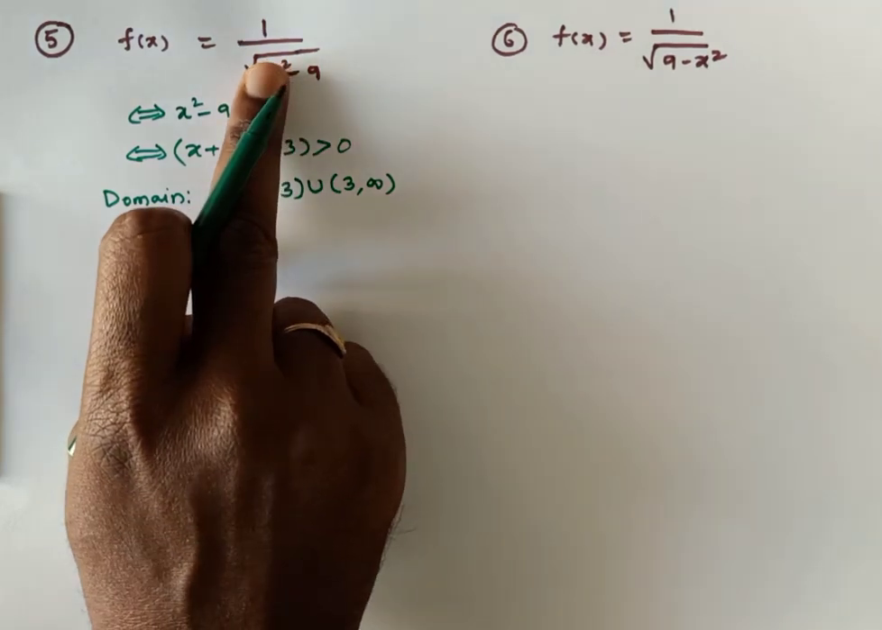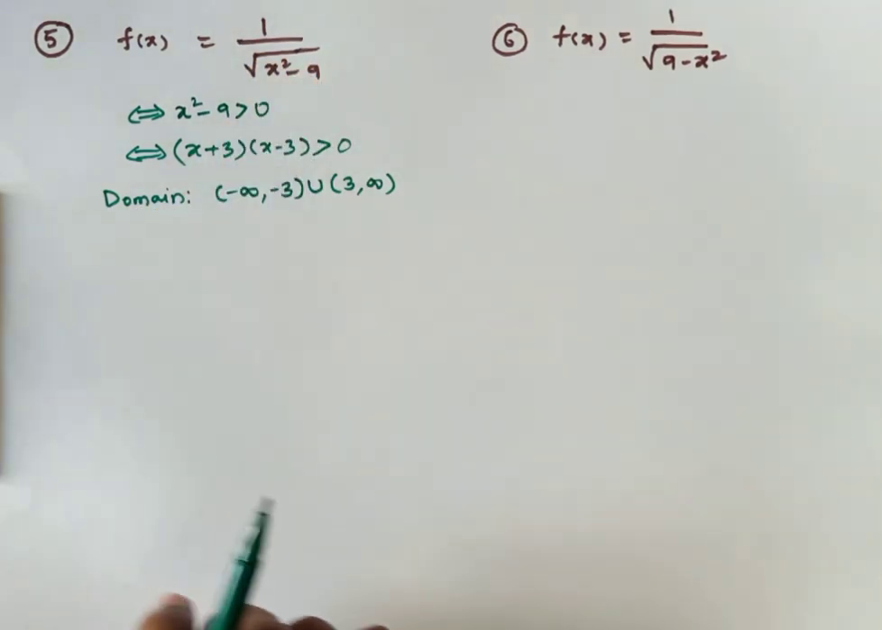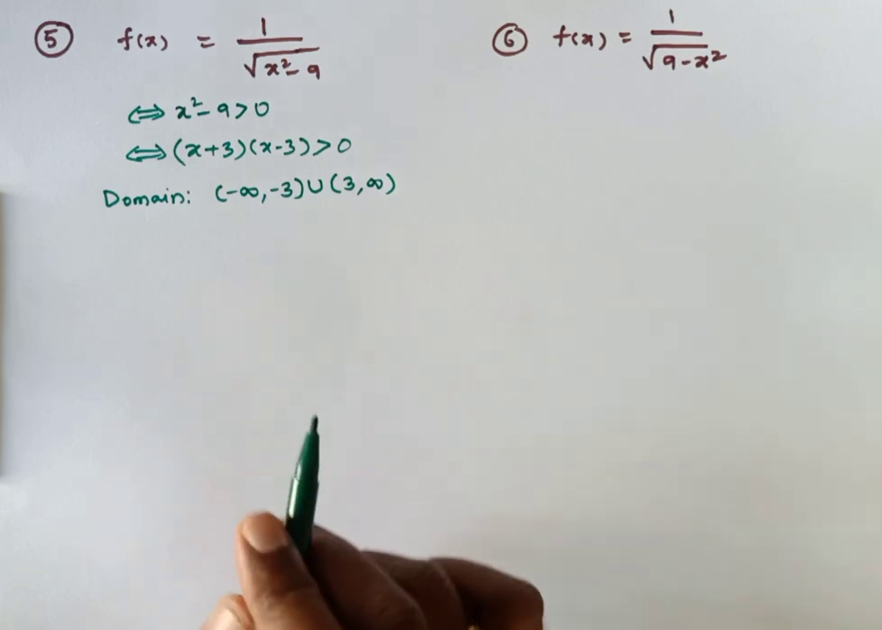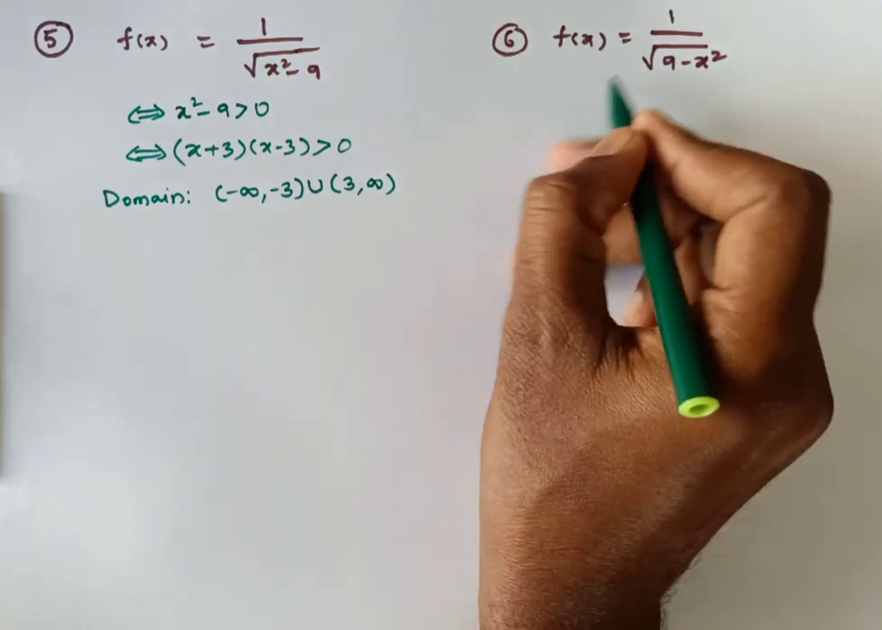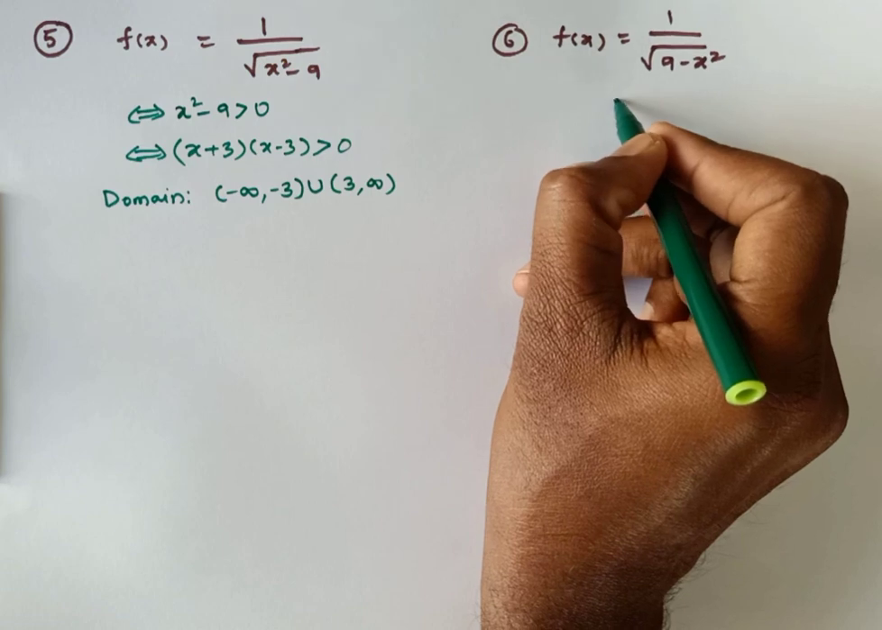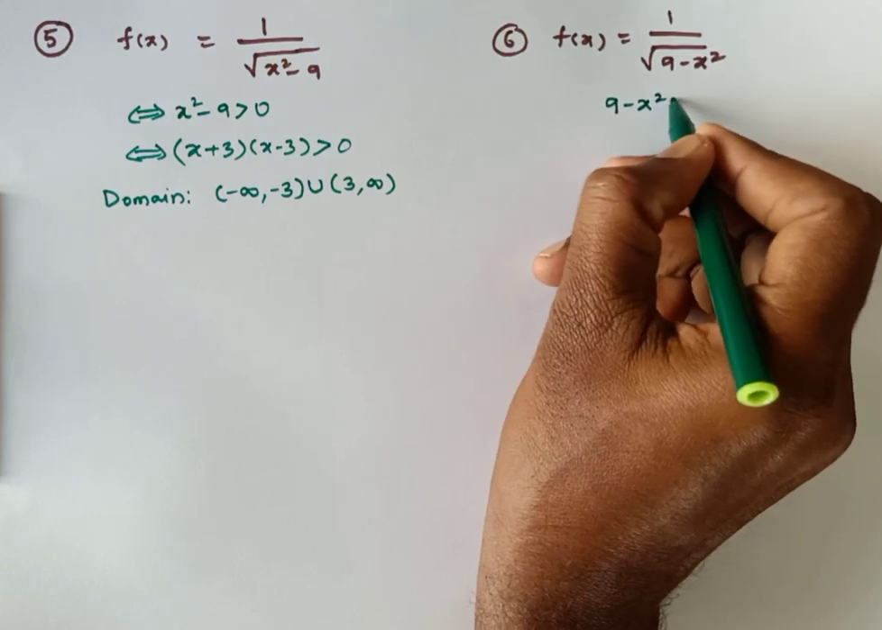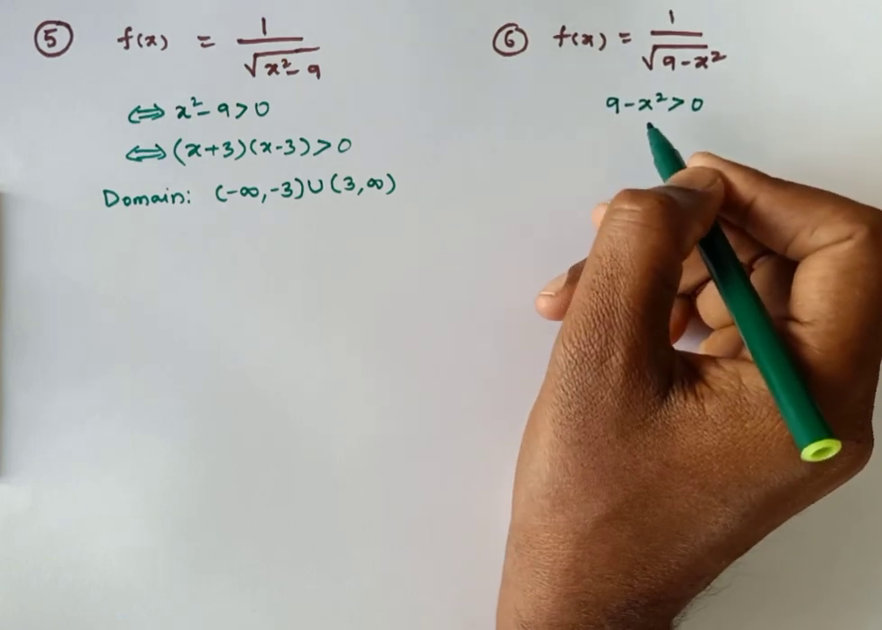The denominator that contains square root and x square minus 9. X square minus 9 is not equal to 0, not equal to 0 means x cannot be 3 and cannot be minus 3. So similarly here root of 9 minus x square is there. So here also strictly 9 minus x square is greater than 0.